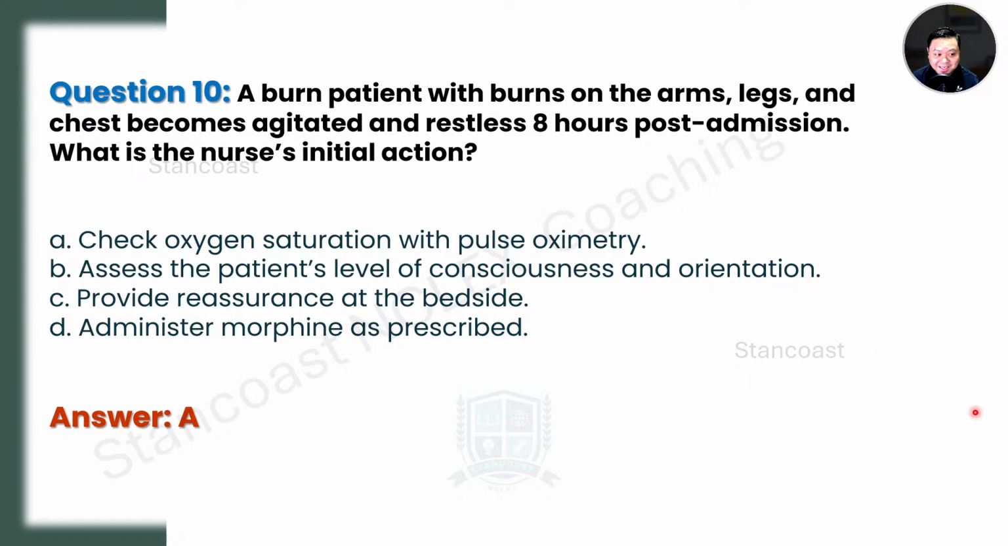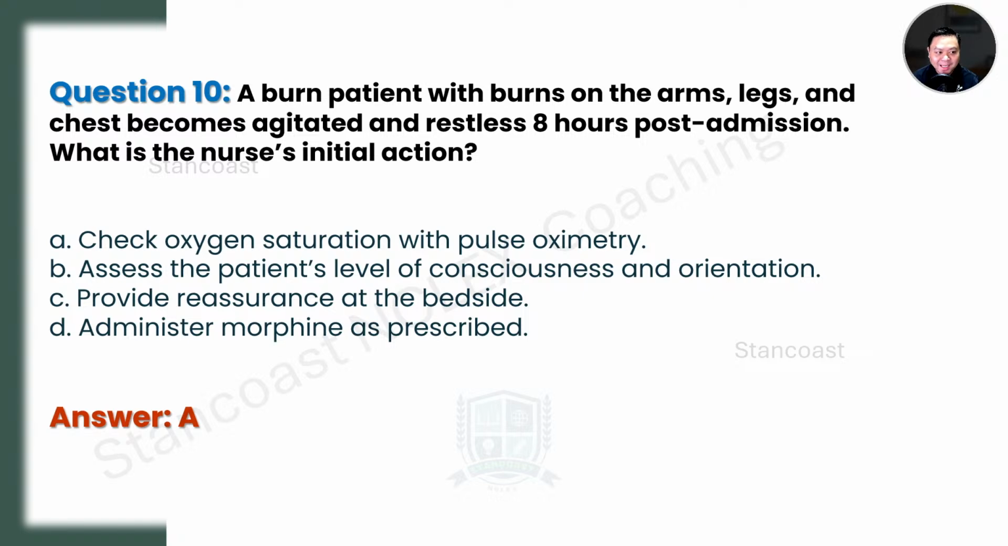If you select letter D, administer morphine as prescribed, this might be indicated. Who knows if the patient is in pain? But you have to check first if the patient is hypoxemic or not. Because if you administer the morphine and your patient is already restless and agitated, this can probably worsen the patient's condition. So first, you have to identify the airway and oxygenation. These are the primary concerns in this patient. You have to rule out first what's causing this.